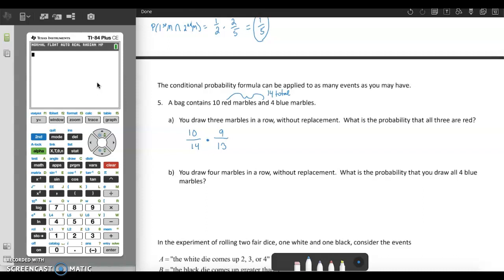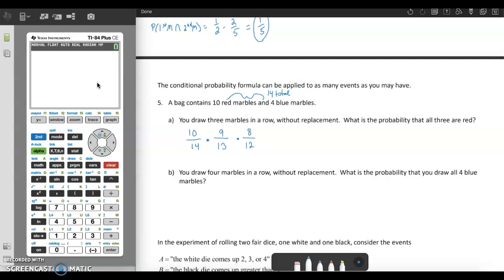Okay, I can go a third level deep here. Given that the first one was red and now the second one was red, I need to do my secondary kind of given probability here. What's the probability that that third one will also be red? Well, now my denominator will be a 12. There's only 12 marbles left. And my numerator will be 8 because only 8 of them are red.